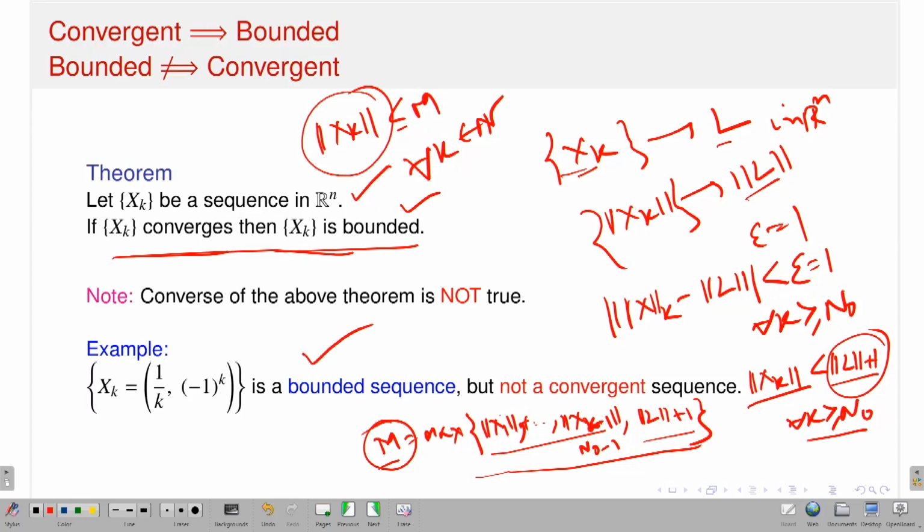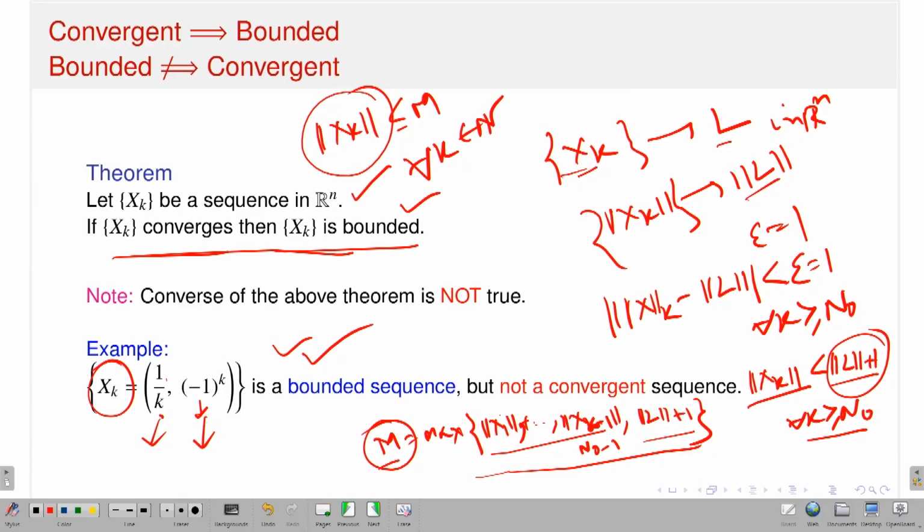That means there exists a bounded sequence which need not be convergent. For example, this is one. This is a bounded sequence. Again, as I told you, the component sequence is 1 by k, it is bounded by 1, and this other component is also bounded by 1. So the sequence capital Xk is bounded because all the component sequences are bounded. But this is not convergent. Why? Because the first component sequence converges, but the second one is actually oscillating. I know that a sequence xk in Rn is convergent means all the component sequences should converge. This is not happening here, so this is not a convergent sequence. Therefore, there exists a bounded sequence which is not convergent.